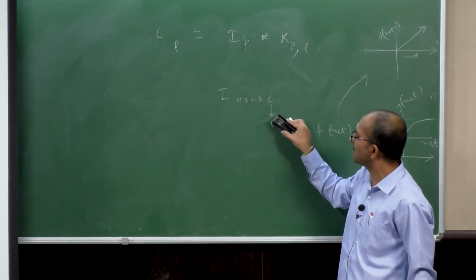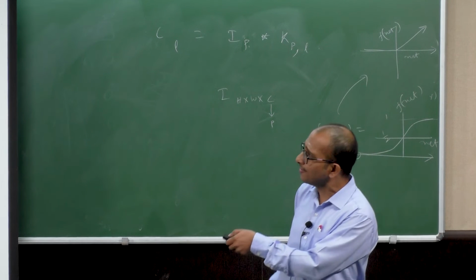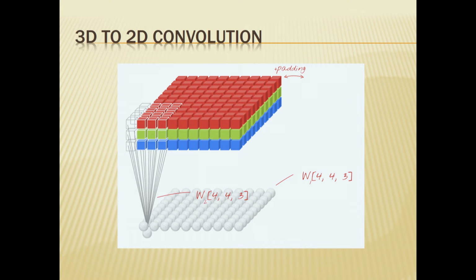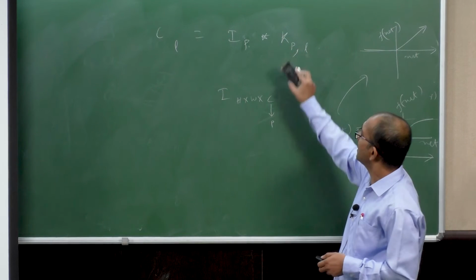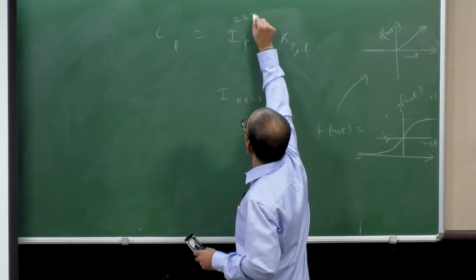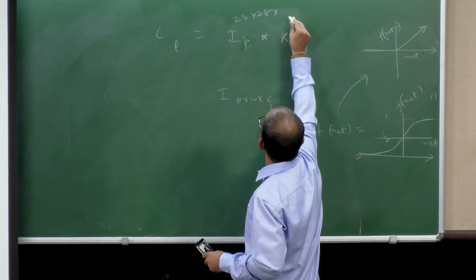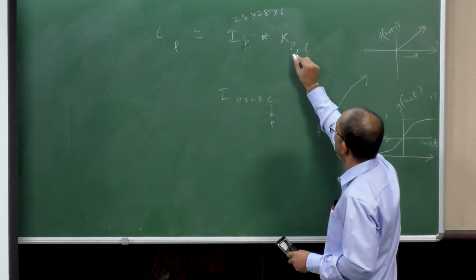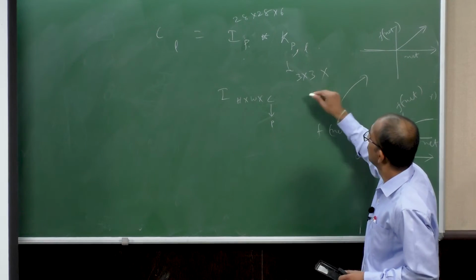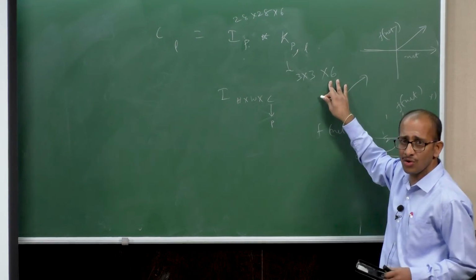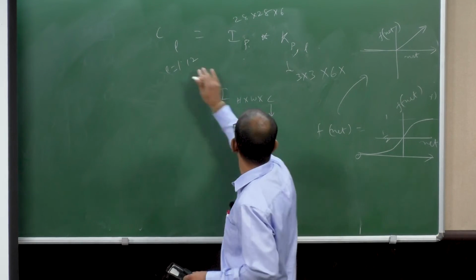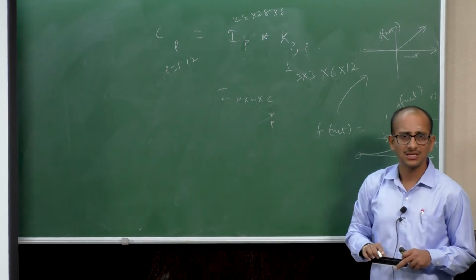So I_p is the pth map of the feature maps. I am taking I_p and convolving with k_{p,l}, where k is also 2-dimensional. So if I is 28 cross 28 cross 6, then with 3 cross 3 filters, the kernel is 3 cross 3 cross 6, where p is 6 again, cross however many l I need. If I need 12 maps as output, L equals 12. This is the dimension.